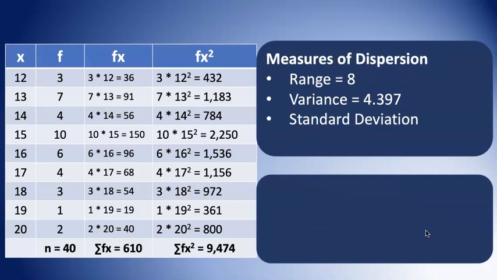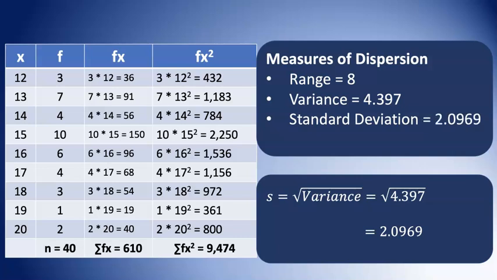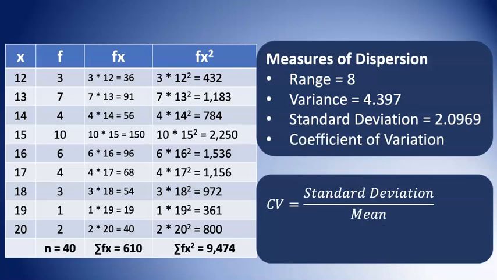Next, the standard deviation. The standard deviation is the square root of the variance. So since our variance is 4.397, let me just correct that quickly. Right, so it's the square root of 4.397. And that works out to be 2.0969. So our standard deviation, again the sample standard deviation, is 2.0969.